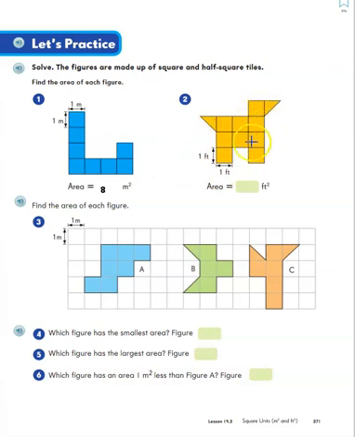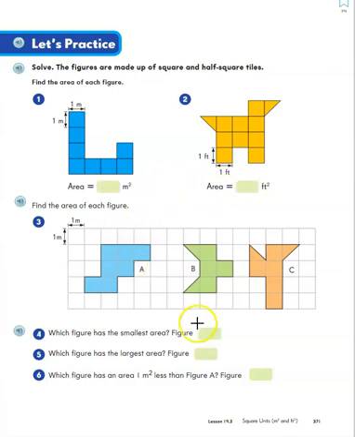This kind of looks like a little dog, doesn't it? There's his nose and his tail. Okay, I'm going to start over. 1, 2, 3, 4, 5, 6, 7, 8, 9. And then his tail and nose make 10. So he has an area of 10 square feet.